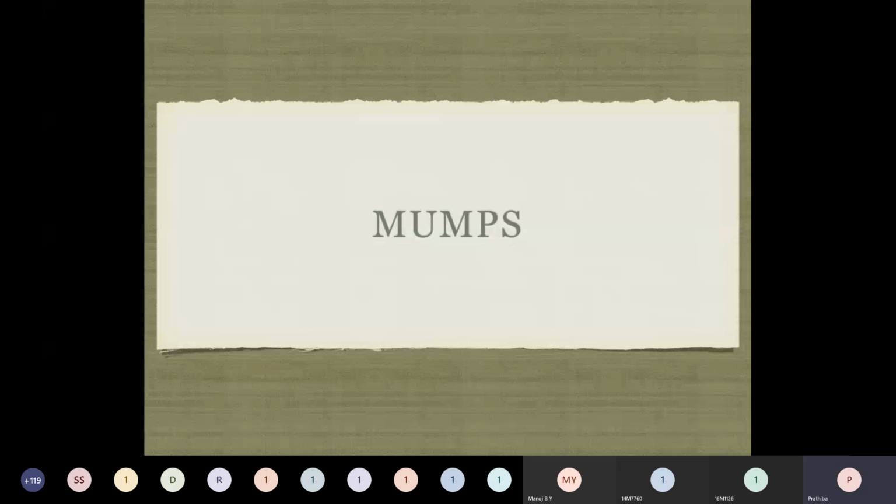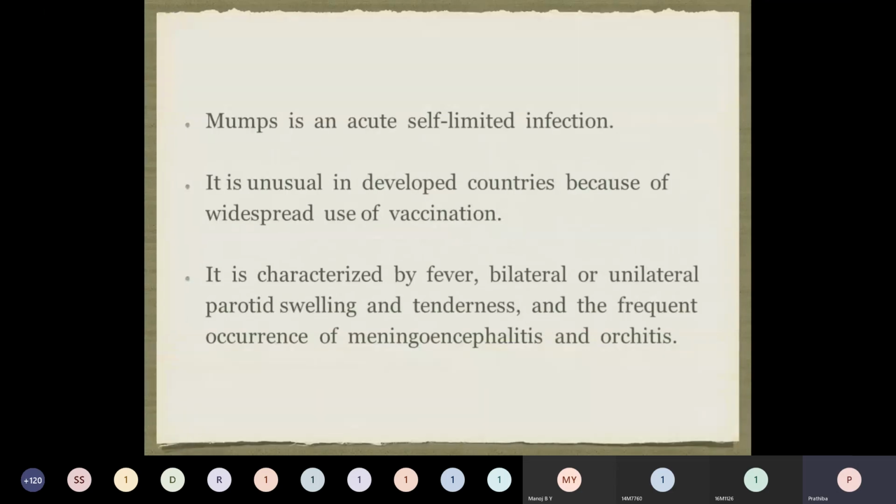Today we'll be discussing two topics. One is mumps and the other is varicella, chickenpox. So let's start with mumps. What do you mean by mumps? It's an acute self-limited condition. It's unusual in developed countries, as we all know, since the widespread use of vaccination.